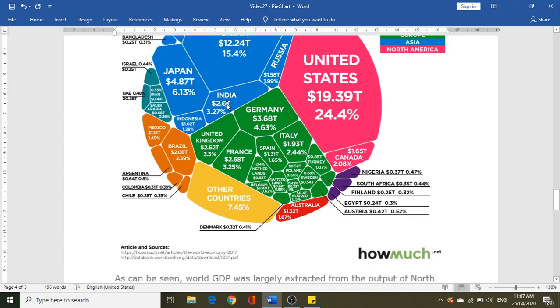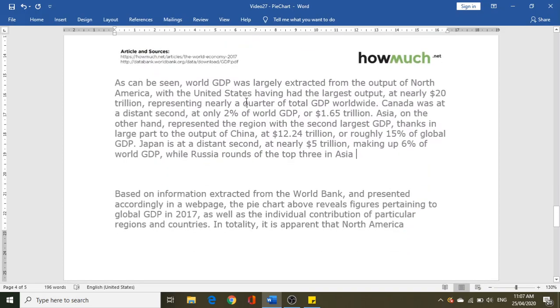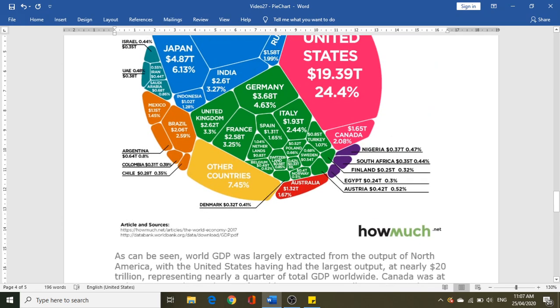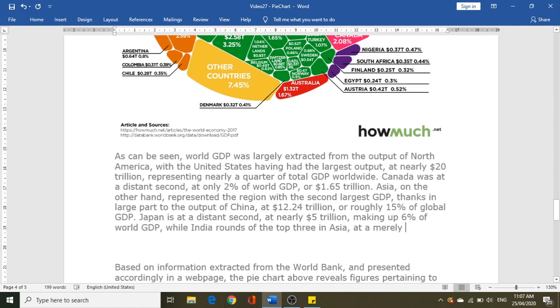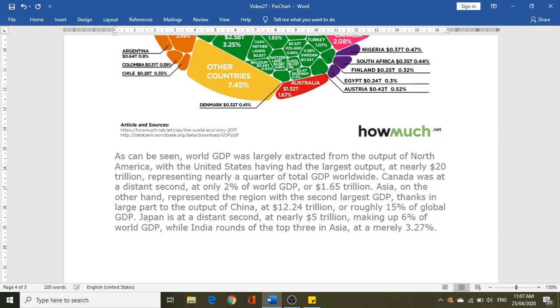I'm sorry, I should have said India. So India rounds off the top three in Asia at a mere 3.27% there. And then let's now segue to Europe.